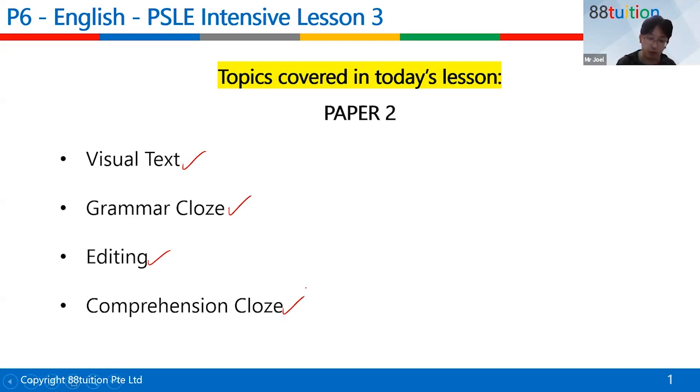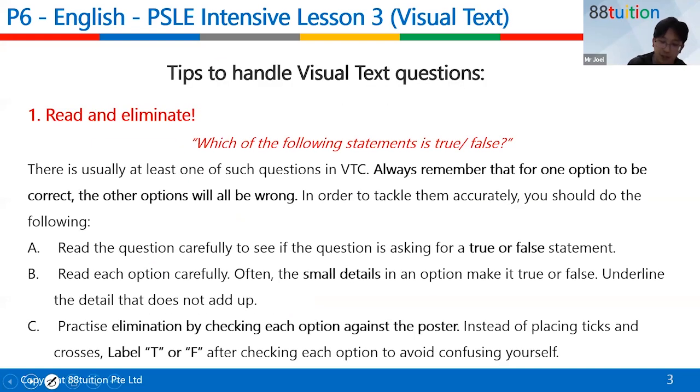Now, out of all these, I would say comprehension cloze is the most difficult, followed by editing and then visual text. Grammar cloze shouldn't be that difficult because they actually give you the helping words at the top. So most of the time, if you read carefully and you pick the correct words, it's not going to be an issue. Okay, so let's cover visual text first.